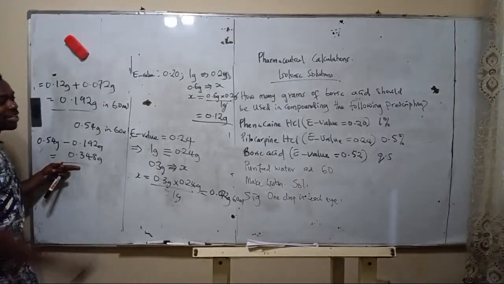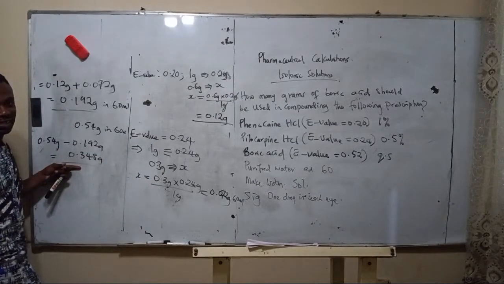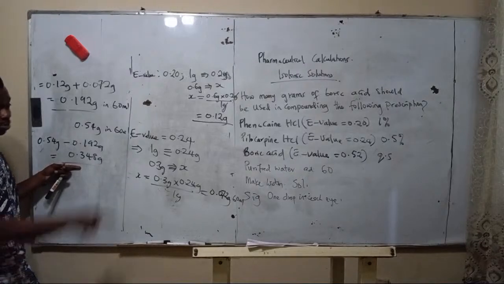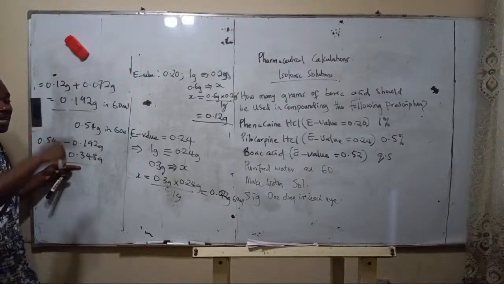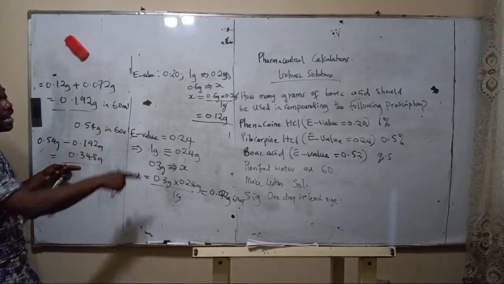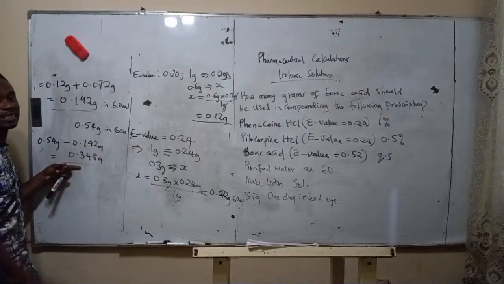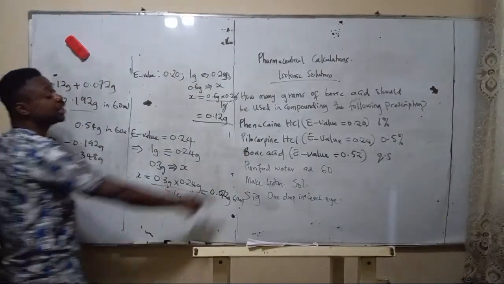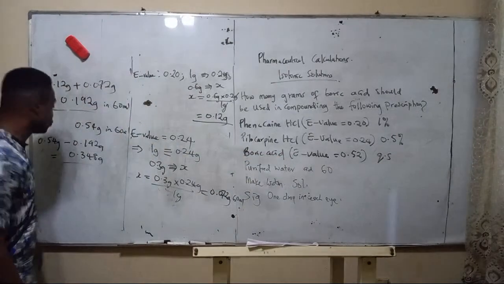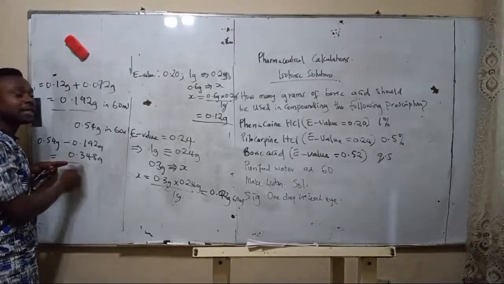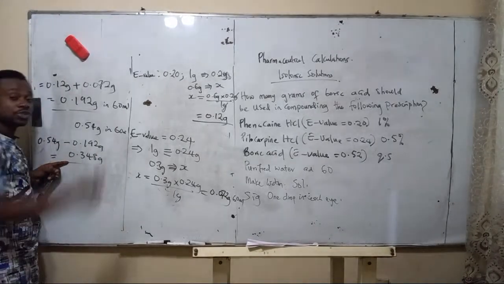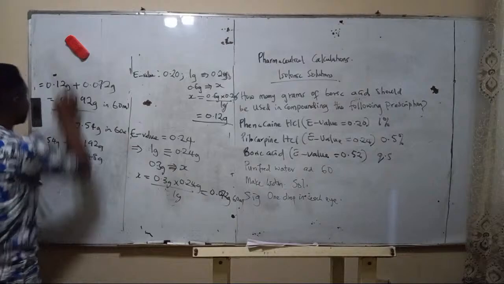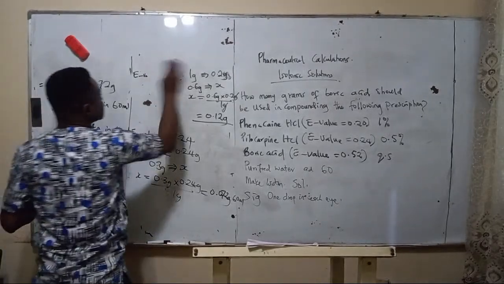But remember, this solution doesn't need sodium chloride. We need another tonicity adjusting agent to adjust the tonicity, and the agent needed here is boric acid. They are giving us the E value of boric acid as 0.52. So we use the E value of boric acid, which is 0.52, to move this amount of sodium chloride back to boric acid. Let me clear here. We have something like this.